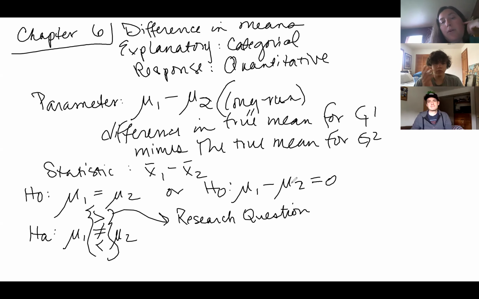If we wanted to see that women have more friends than men, then we could look at greater than. The true mean number of close friends for women is greater than the true mean number of close friends for men. Got it.